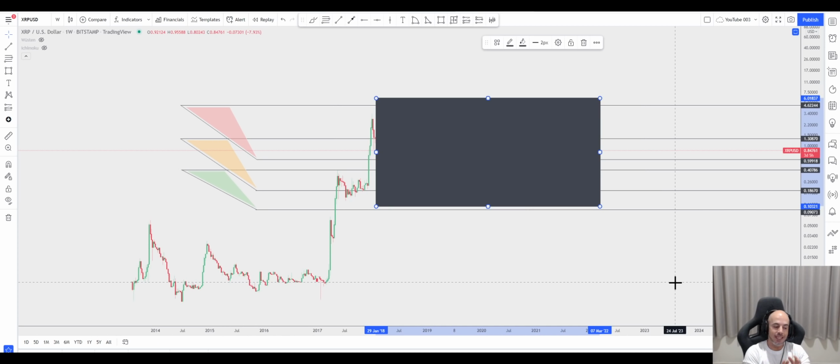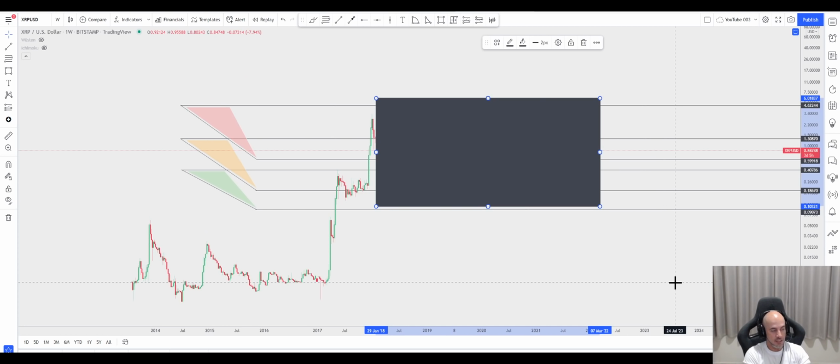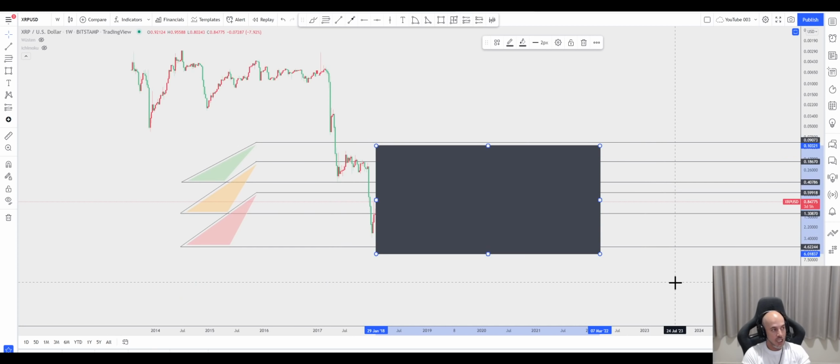This tool must be used in advance before the bull break or the bear break. So let me show you. This is for the bear and this is for the bull. If XRP was in a bearish trend, if we had the crypto market in a bearish market, then this would be accurate. But it is not the case.